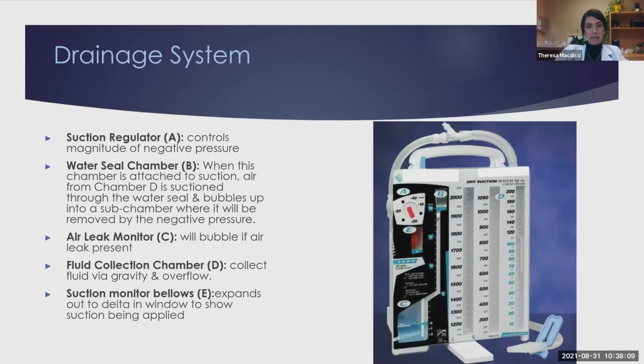And then E is the suction monitor bellows. That's that little orange accordion looking structure there. It will pop out all the way to that delta sign or that triangle when suction is being applied. Sometimes it may not pop all the way out to the delta if there are pressures less than -20 being applied. But if you've got suction of 20, that bellow should be out. If it's not, then you've got some issues with a connection in your chest tube system.